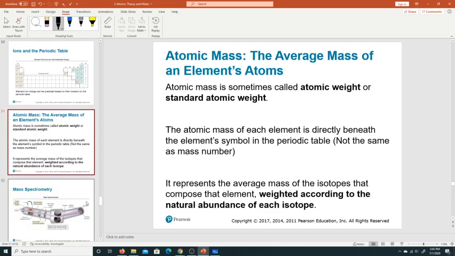Alright, so when it comes to the periodic table, you're going to find underneath each element symbol a number, which tells us something about its size. That's known as the average atomic weight. Now, the atomic mass of each element is directly beneath the element symbol on the periodic table, but is not the same as the mass number. It may be similar to the mass number, but it's not the same. This average atomic weight is the weighted average based upon the natural abundance of each isotope.